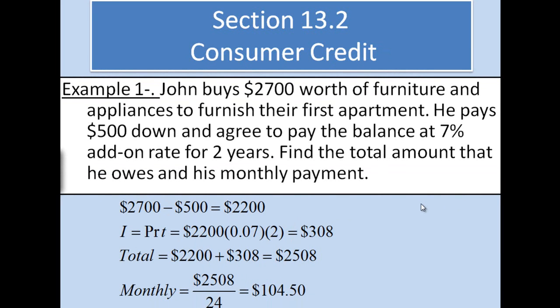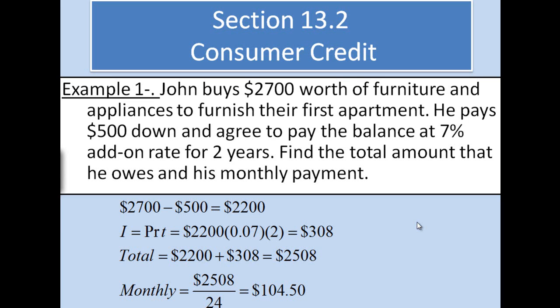One example to illustrate this idea. Suppose John buys $2,700 worth of furniture and appliances to furnish his first apartment. He paid $500 down and agreed to pay the balance at 7% rate for 2 years. Find the total amount that he owes and his monthly payment.